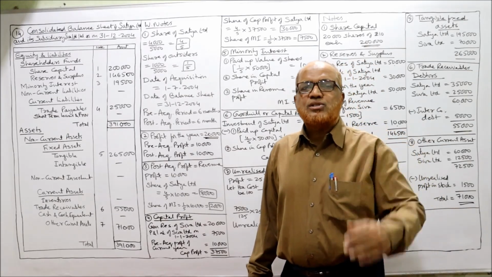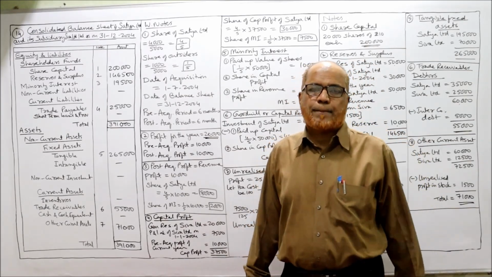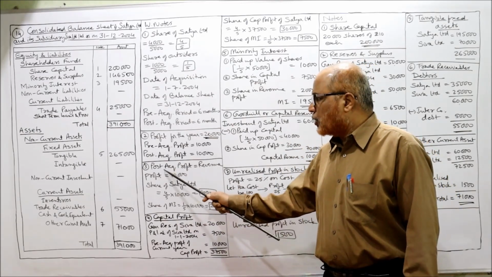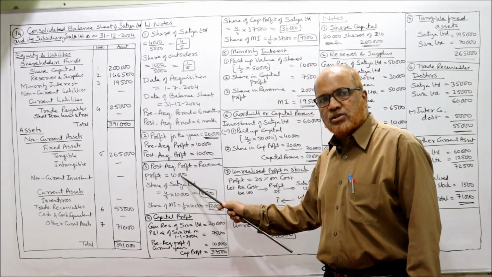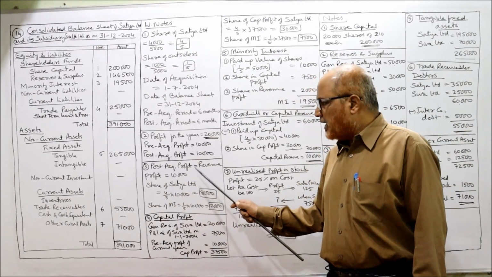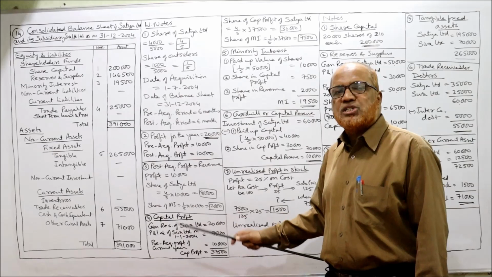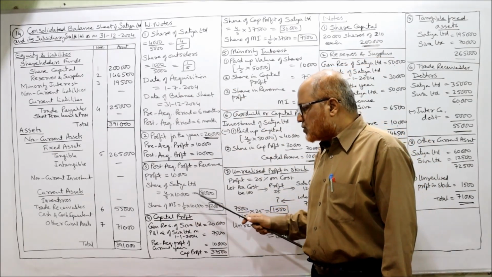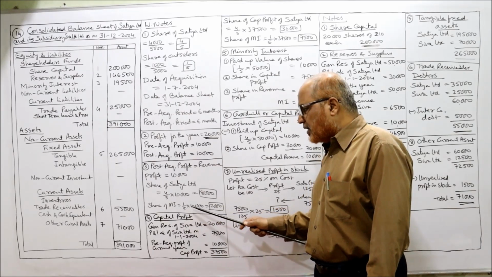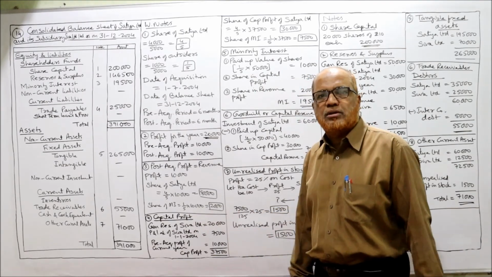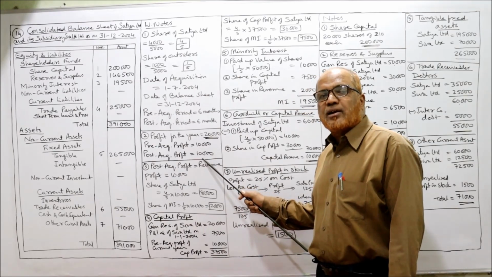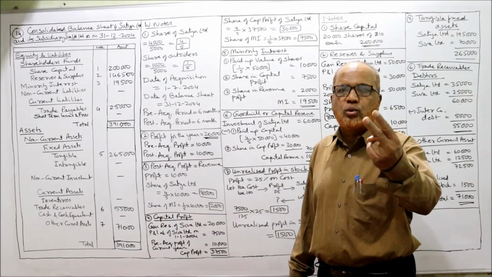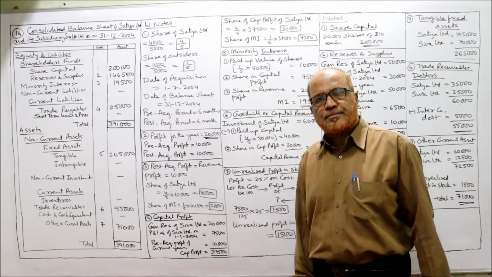The post-acquisition profit is called revenue profit. The post-acquisition profit of 10,000 is the revenue profit. Share of Satya Limited: in this revenue profit, how much is the share of Satya Limited? 4 by 5 into 10,000, 8,000. Share of minority interest, 1 by 5 into 10,000, 2,000. So of the 10,000 post-acquisition revenue profit, 8,000 belongs to Satya Limited and 2,000 belongs to minority interest.